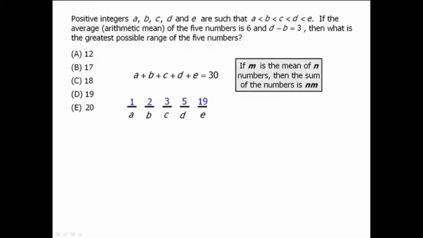This gives us the greatest possible range. We see now that our range is 19 minus 1, which is 18, so our answer is C.